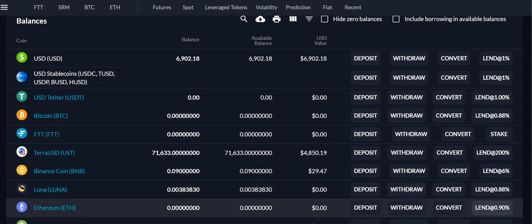So you see that all this interest rate exists because there's a demand for your assets. This demand comes from the short sellers.